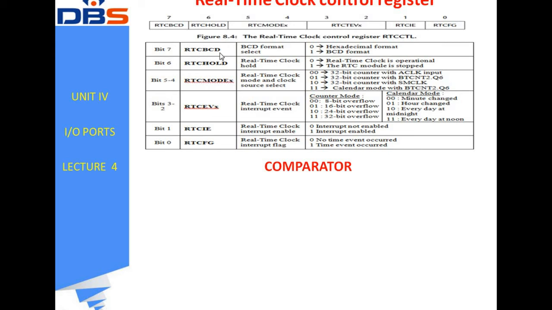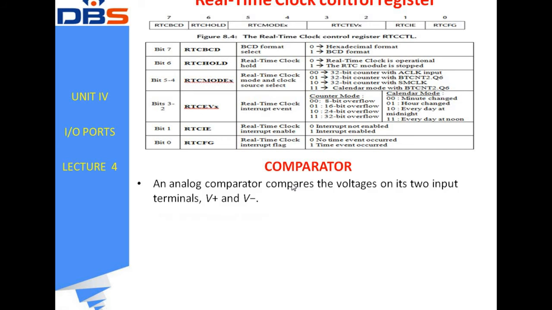So what does RTC BCD mean? It is the BCD format selection. If it is 1, then BCD format is selected, and if it is 0, then we go for hexadecimal format.